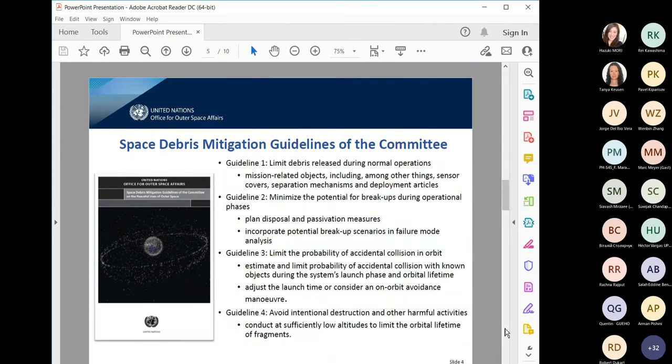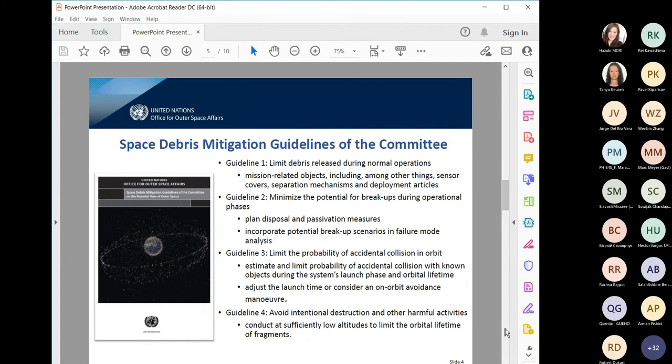The guidelines are written in a very simple language, and they are very self-explanatory. Guideline 1 is asking operators to limit debris released during normal operations. It can be sensor covers, it can be different separation mechanisms. Whenever you are planning your mission, this guideline is telling you, please try to see if you can limit what is released during the operation. Try to launch what is useful, what is necessary.